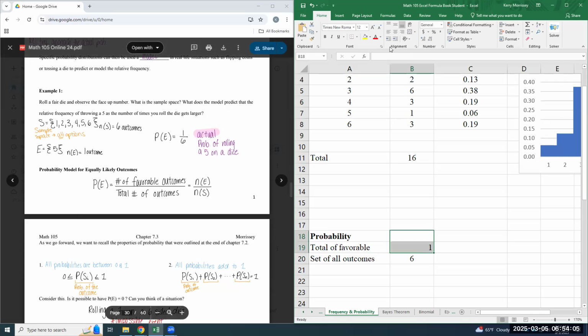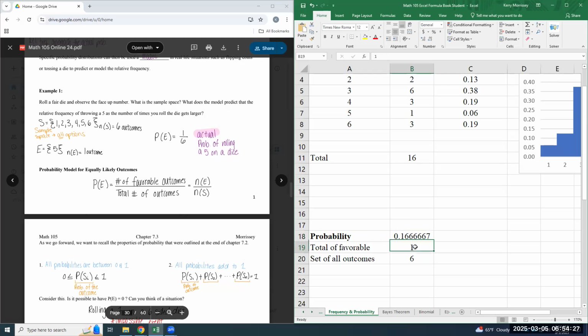Don't like how these are not in order. There we go. And now the probability, what we can do is say equals, and it says the number of favorable outcomes, that is the total favorable here, divided by the set of all outcomes, that would be this one here. So again, you can see it's about 16%, so 1 out of 6.